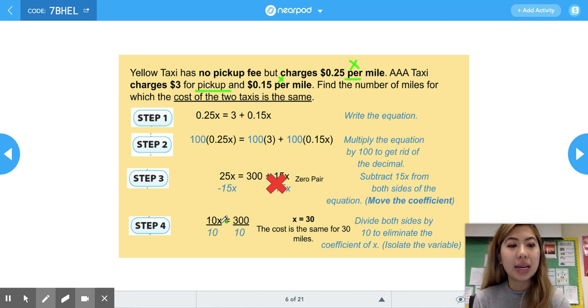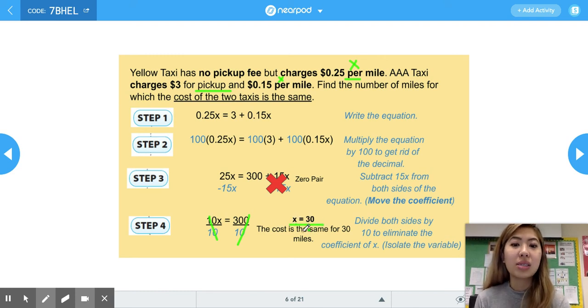To solve for what x is, we have to do the opposite operation of what we see here. So here we're multiplying 10 by x. So the opposite of multiplying by 10 is dividing both sides by 10. So we're going to divide both sides by 10. 10 divided by 10 is 1, so we're left with 1x. 300 divided by 10, we see two zeros, we can cross it out. 30 divided by 1 is 30. So our answer is going to be 30.